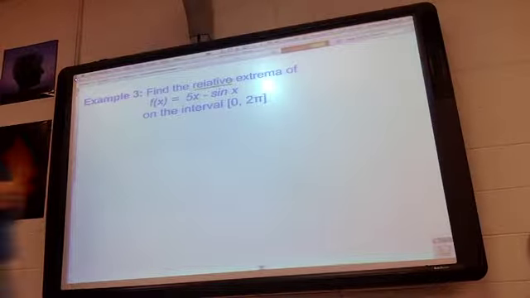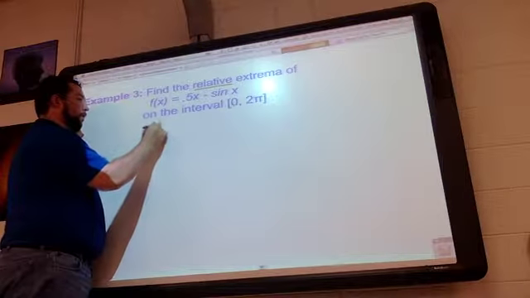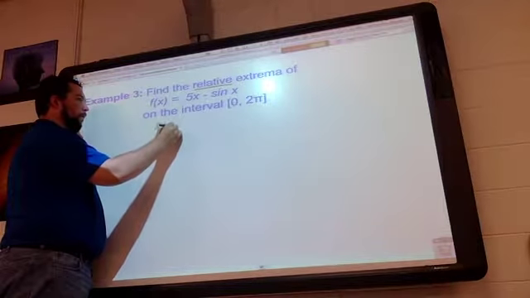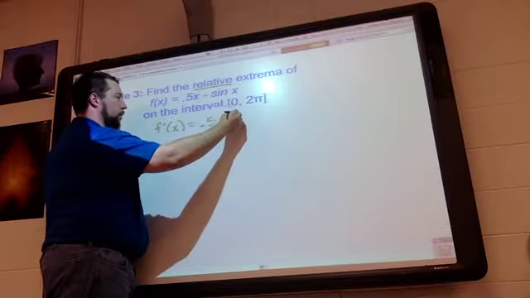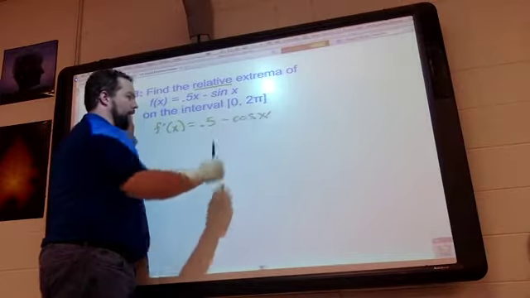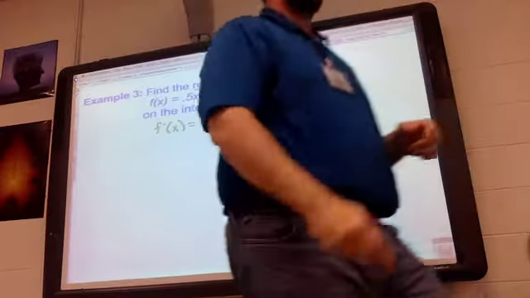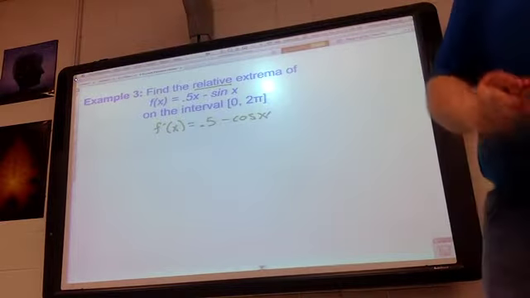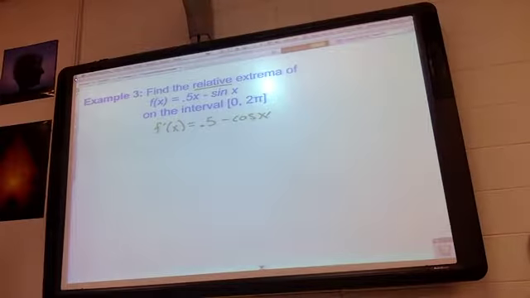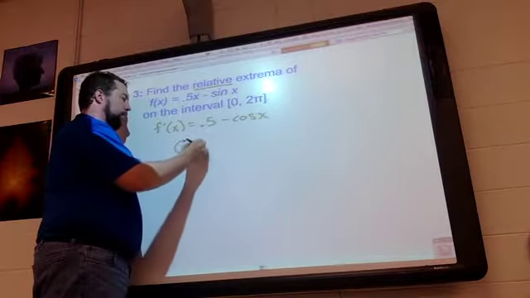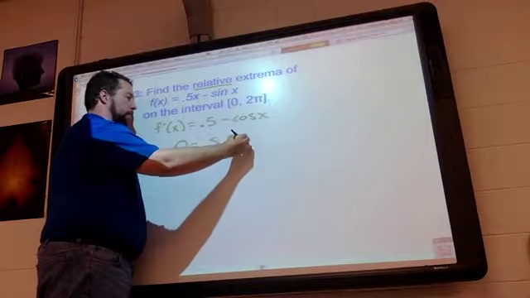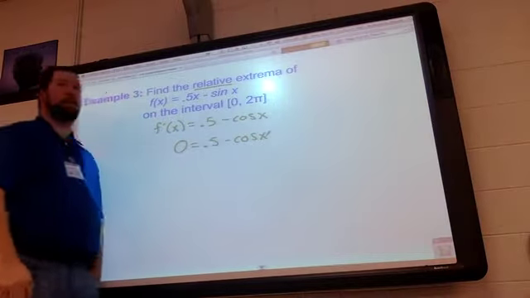All right, so what's the first step? Find the derivative. 0.5 minus cosine x, times 1. Technically, if you wanted to say chain rule, but yes. All right, now we set this equal to 0.